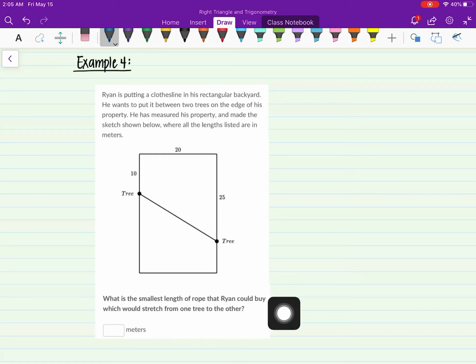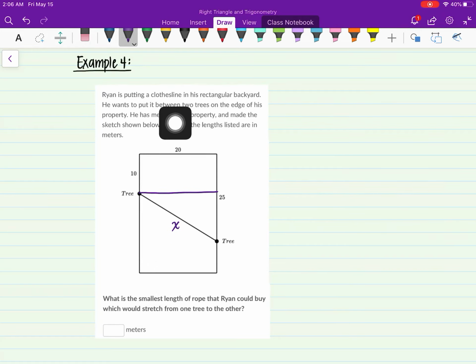The smallest length the rope can be in this case. So he's basically asking us how much his rope should measure. I'm going to label that as X because this is what we're trying to find. Now I do want to draw a triangle here and see if we can identify what the sides of the triangle are.